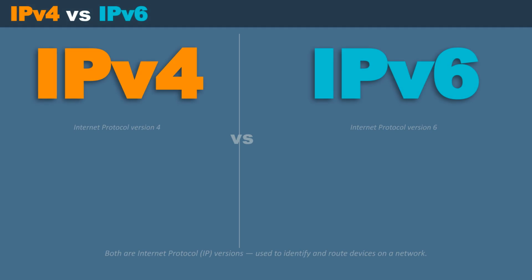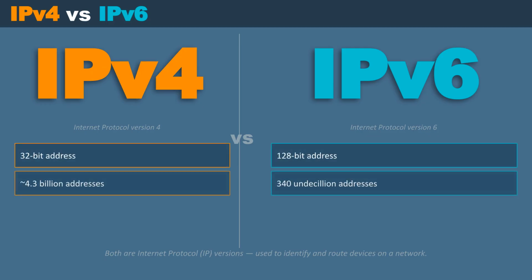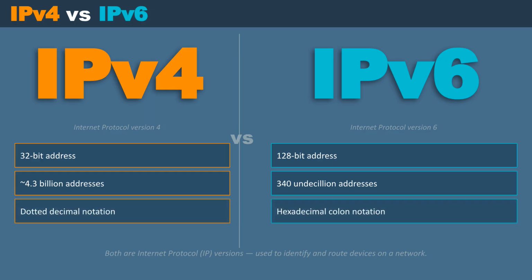This video will compare IPv4 and IPv6, the two versions of the Internet protocol used to identify and route devices on a network. IPv4 uses a 32-bit address, limiting it to about 4.3 billion addresses, noted in dotted decimal notation. IPv6 uses a 128-bit address, providing 340 undecillion addresses, and is written in hexadecimal colon notation.